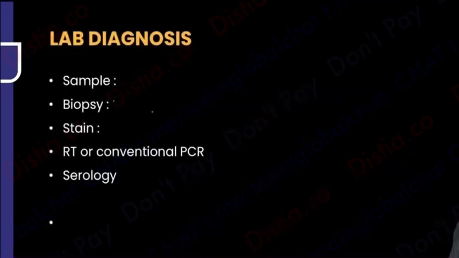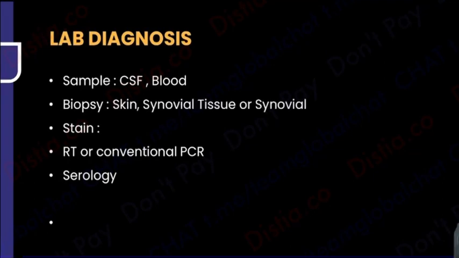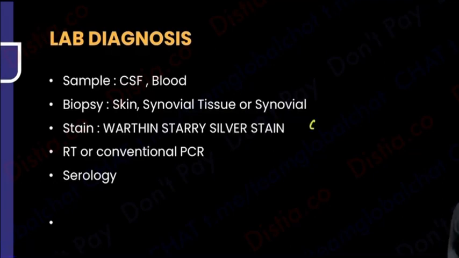So now coming to the lab diagnosis, the sample will depend on your organ. Which organ, or has it been the blood involvement or the nerve involvement or the CSF? So that depends on the sample. Okay, you can also do a biopsy. Again, if arthritis has happened, you can take a synovial tissue. If the erythema chronicum migrans is there, you can take a skin biopsy. What is the stain? WSSS. What is WSSS? Warthin-Starry silver stain can be used.